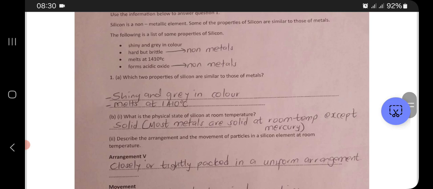We have three states of matter, which is a solid, a liquid, and a gas. Let's go to B. The second part says describe the arrangement and the movement of particles in a silicon element at room temperature. The arrangement and movement.